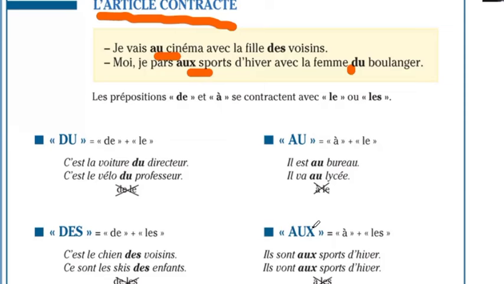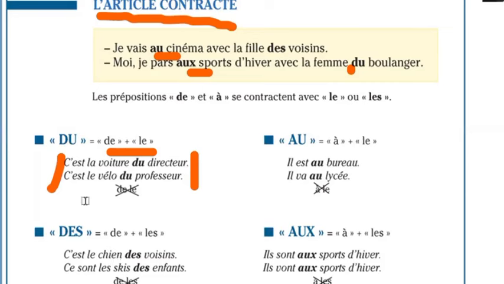You have the definite article plus de and le. What will it give you? Look at it. When you have de plus le, it becomes du. C'est la voiture du directeur. It is the car of the director. C'est le vélo du professeur. It is the bicycle of the professor.